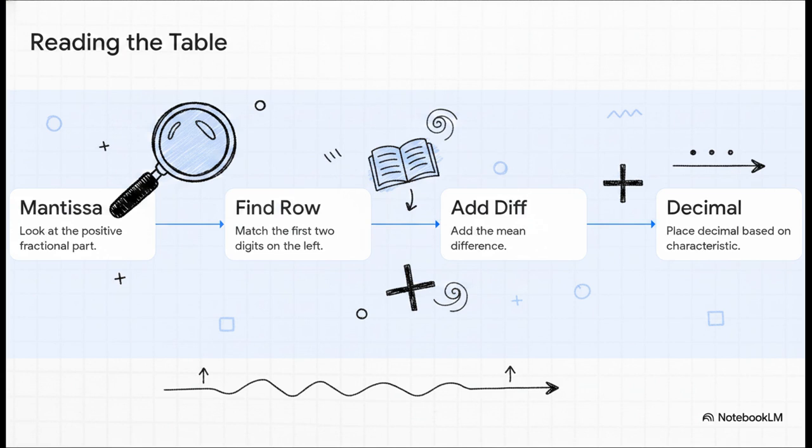Finally, you look back at that original 2, your characteristic. You just add 1 to it, which gets you 3. And that 3 tells you to place your decimal point exactly 3 spots in, giving you 146.1. Boom, you've literally just read an anti-log table.